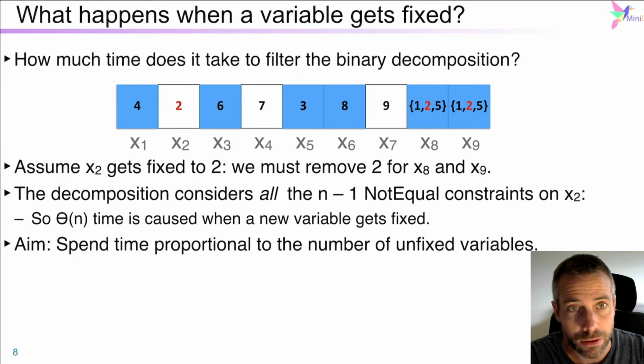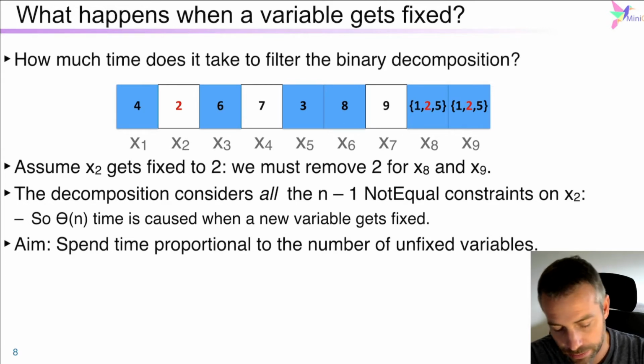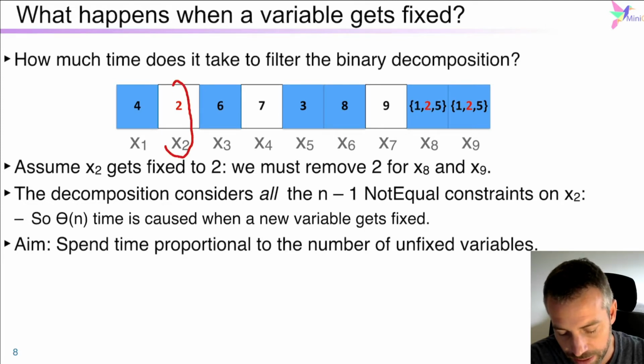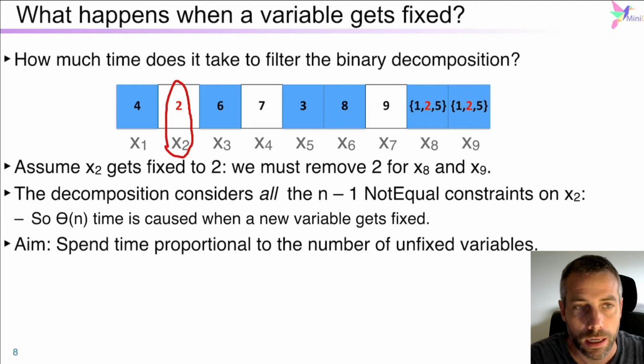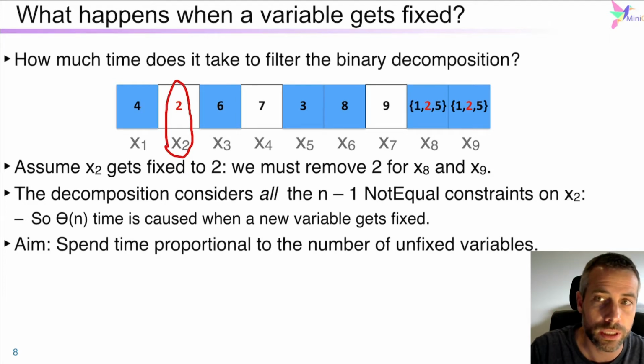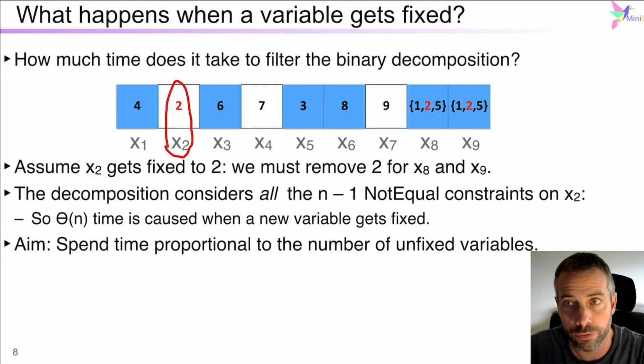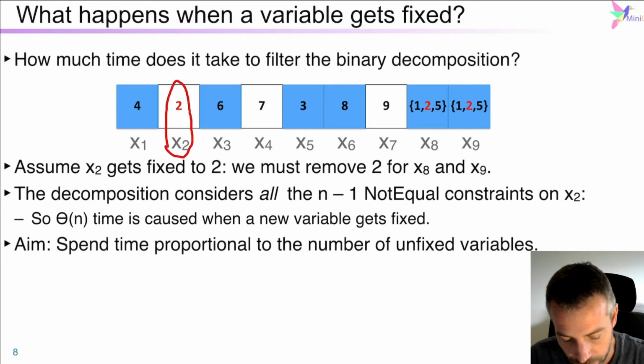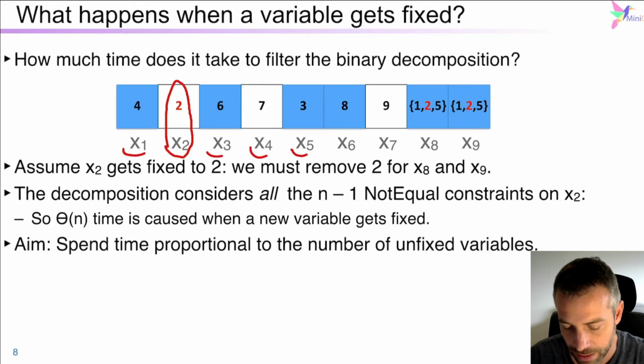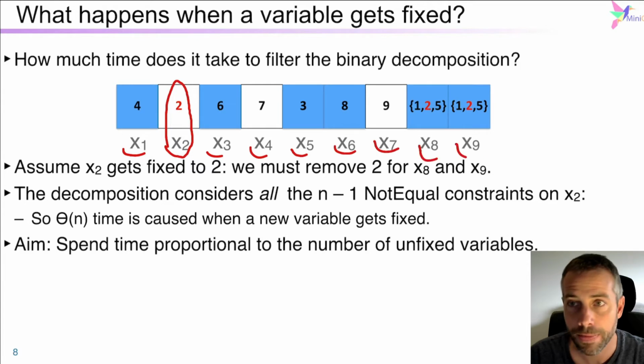What happens in terms of time complexity with the decomposition is this. You realize that one variable is fixed. For instance, the variable x2 is fixed to the value 2, and then it will trigger the filtering of all the other binary constraints that are attached to that event, that we're interested to be notified whenever x2 was fixed. It means all the other variables, and so you will consider the removal of the value 2 from x1, x3, x4, x5, x6, x7, x8, x9, okay?